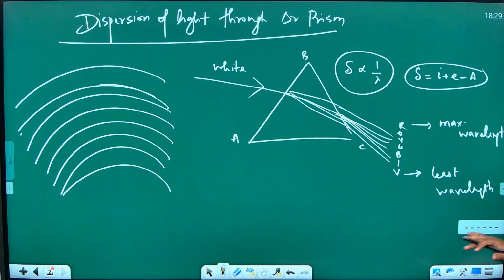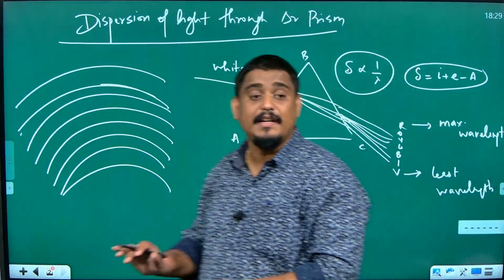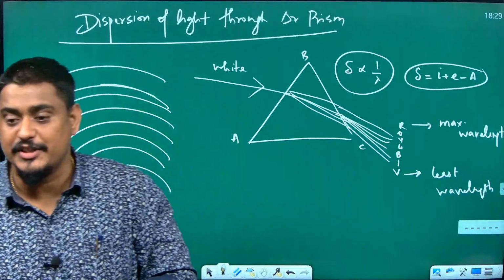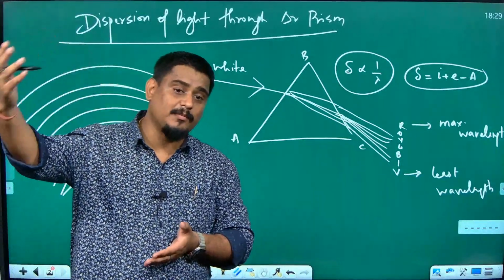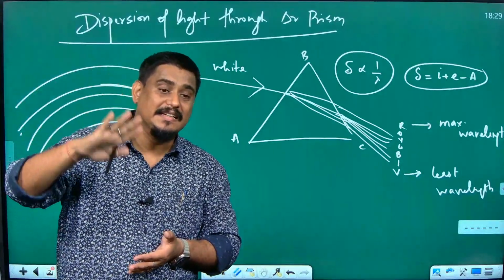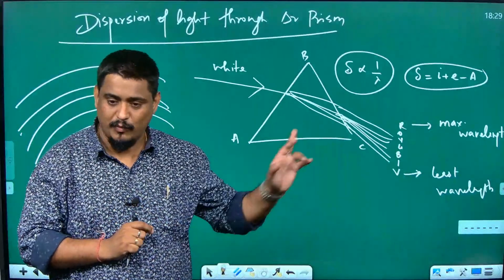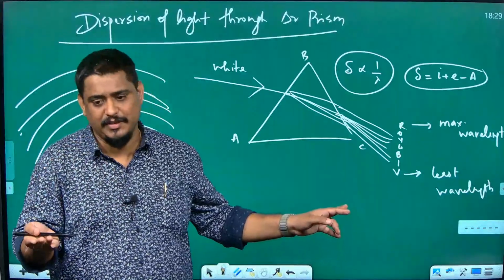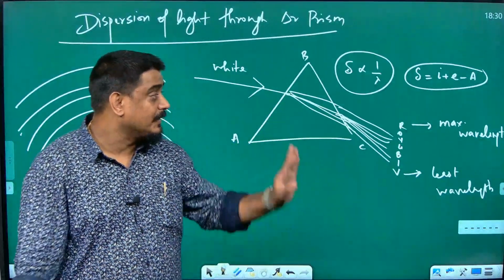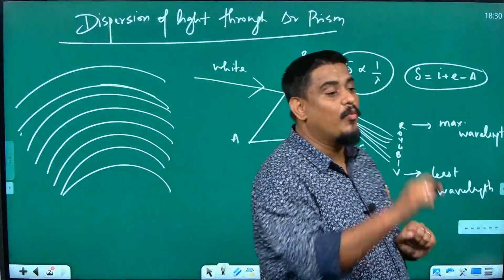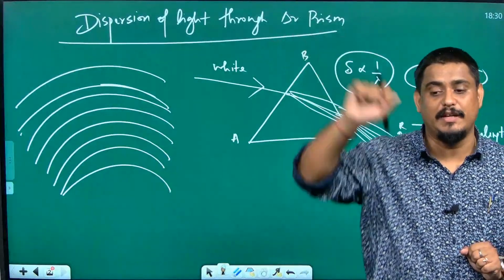So, since violet had the least wavelength, it underwent maximum deviation, and since red light had maximum wavelength, it underwent least deviation. Violet, least wavelength, maximum deviation; red, maximum wavelength, least deviation. That is the reason why white light got split into 7 different colors.